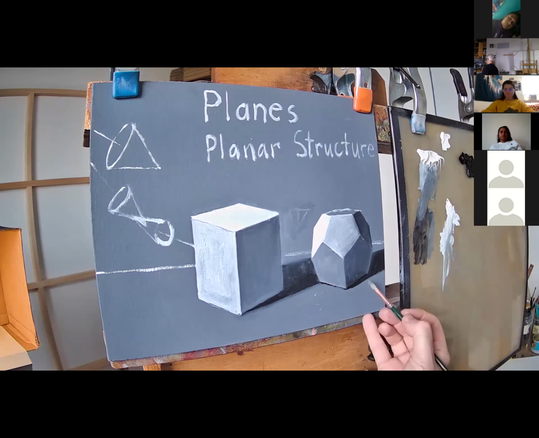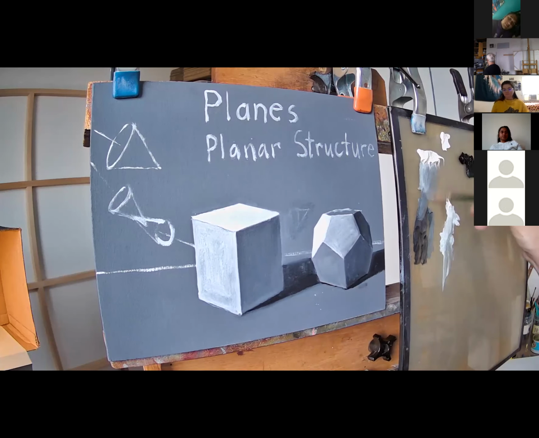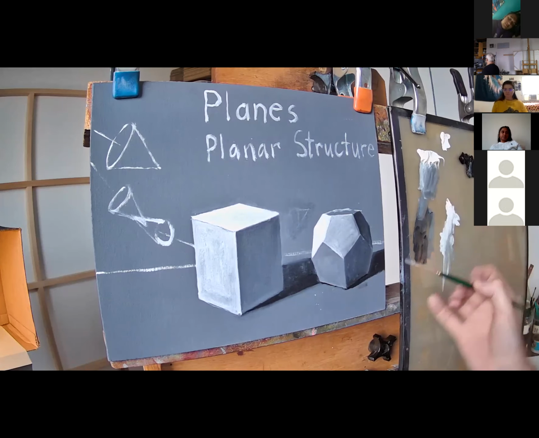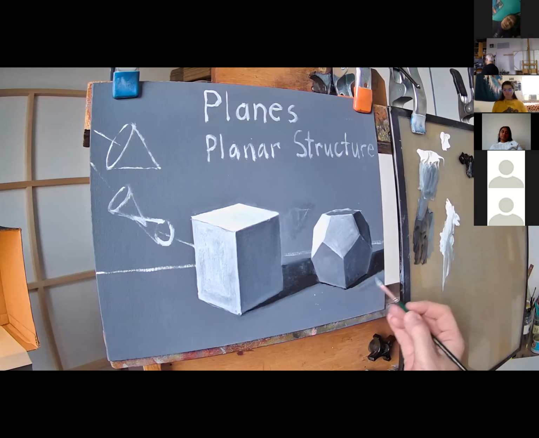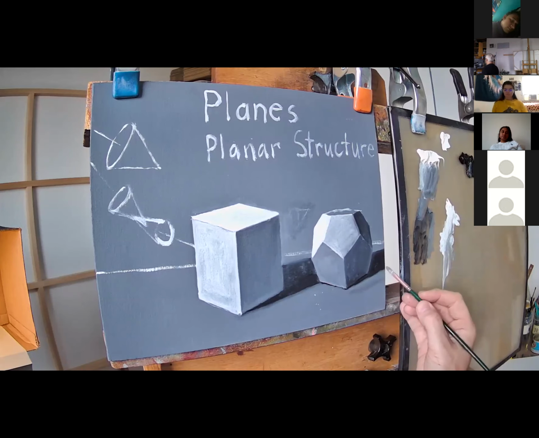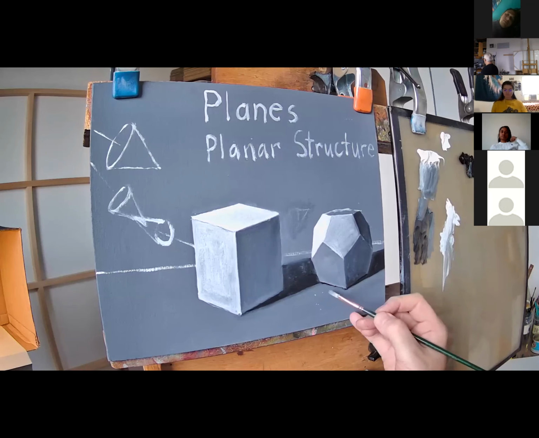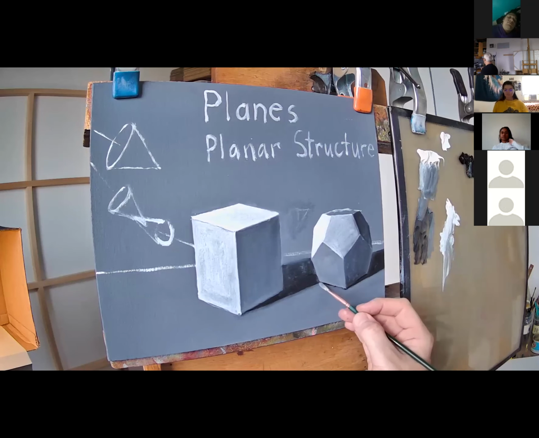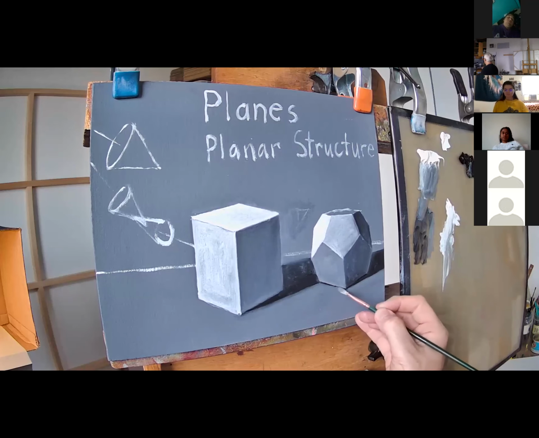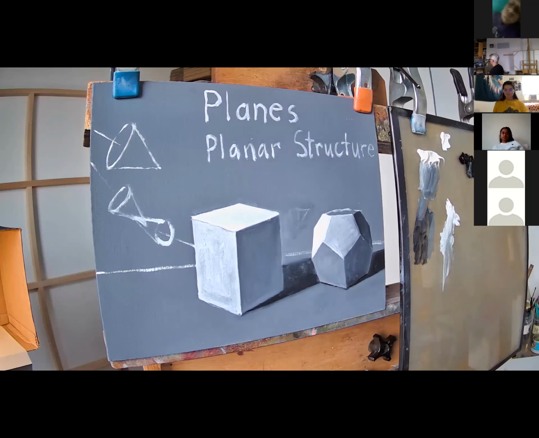So we have a simple block-in of these simplified planar forms. And again, we've thought about the way those planes are going to change in value depending on their orientation to the light source. The more directly a plane faces the light source, the more illuminated it's going to be. And the more it's turned away from the light source, the darker it's going to be.